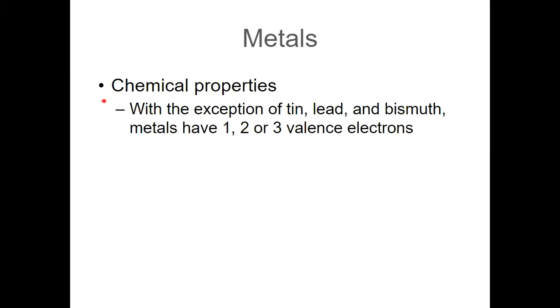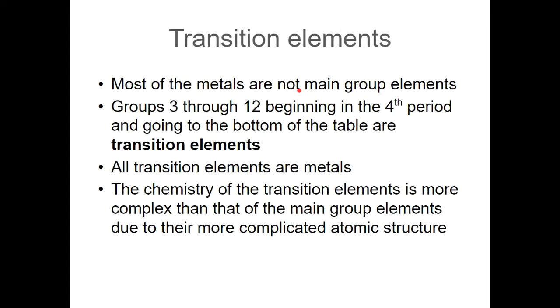Scientifically speaking, for chemical properties, with the exception of tin, lead, and bismuth, metals have 1, 2, or 3 valence electrons. So that's what we're talking about when we're talking about chemical properties of metals.